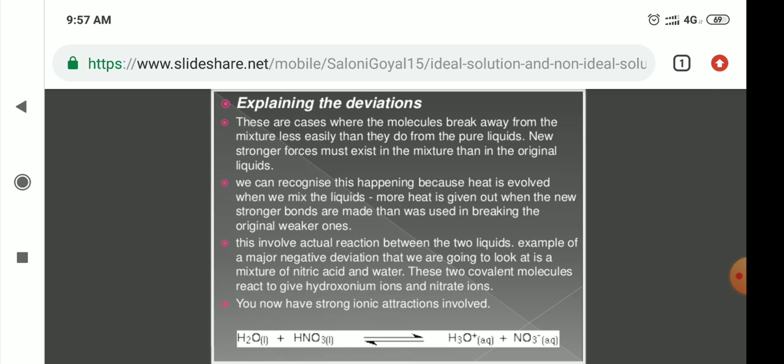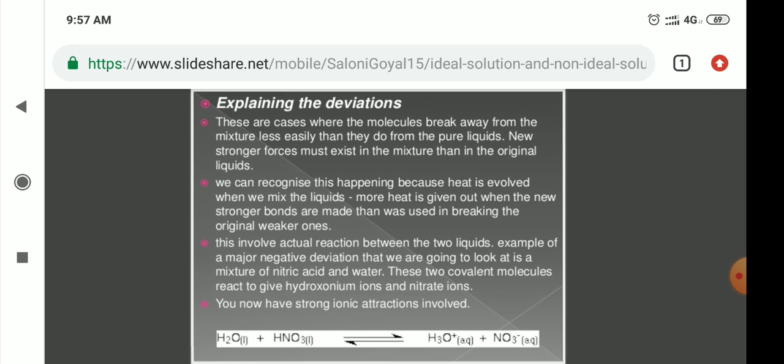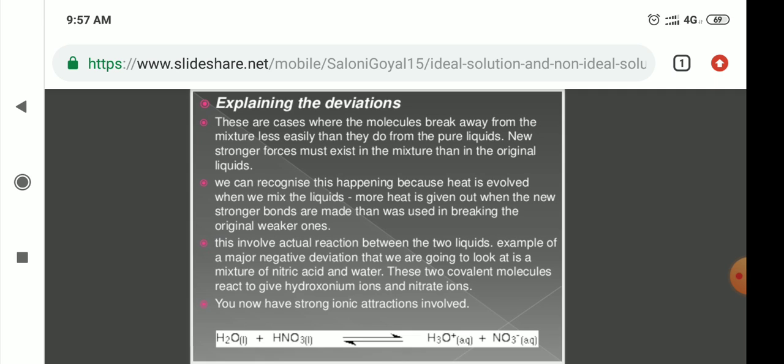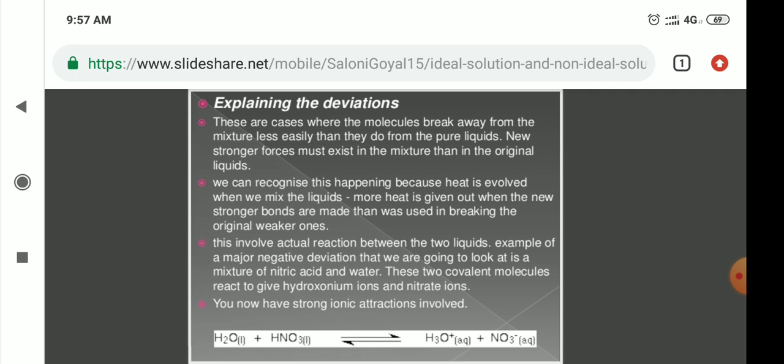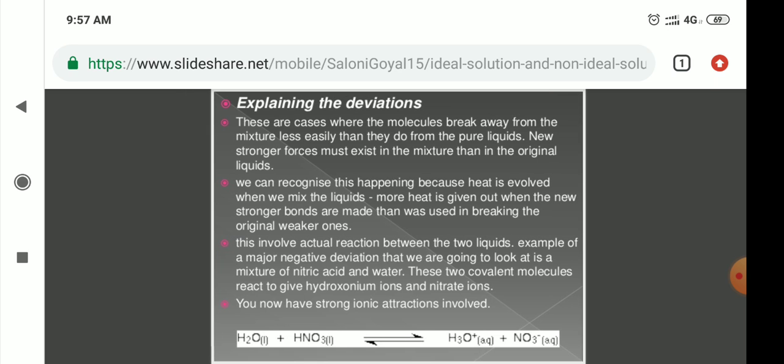An example of the negative deviation is nitric acid and water. The two covalent molecules react to give hydronium ions and nitrate ions. In the reaction, water plus HNO3 gives H3O+ plus NO3-, that is the hydronium ions and nitrate ions. This is the negative deviation.